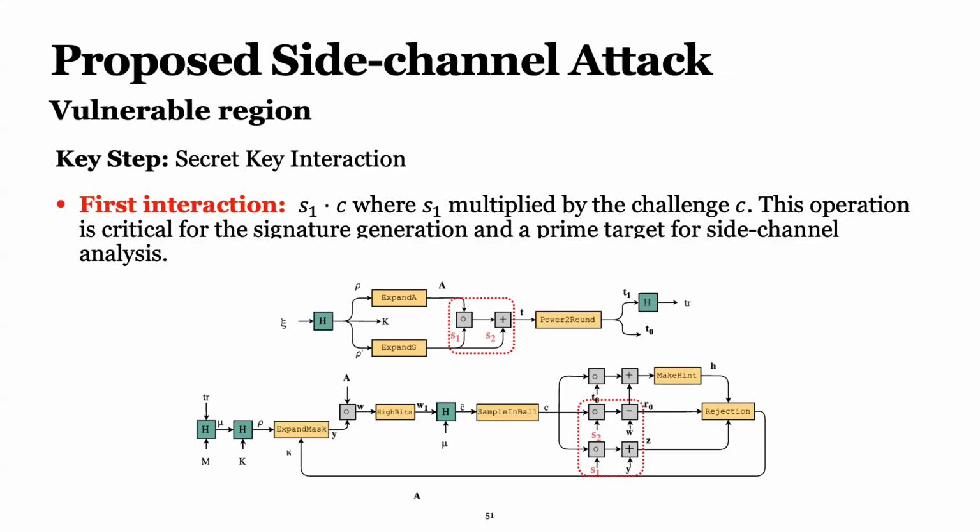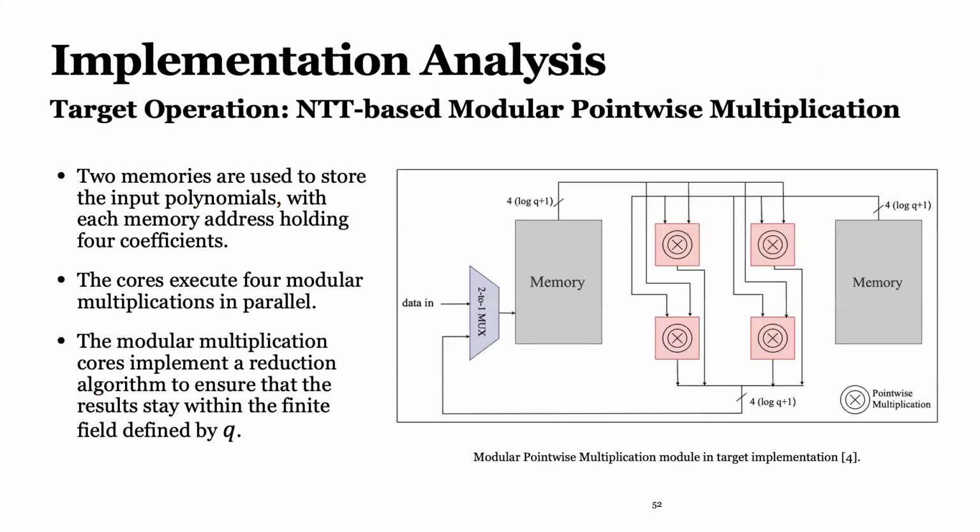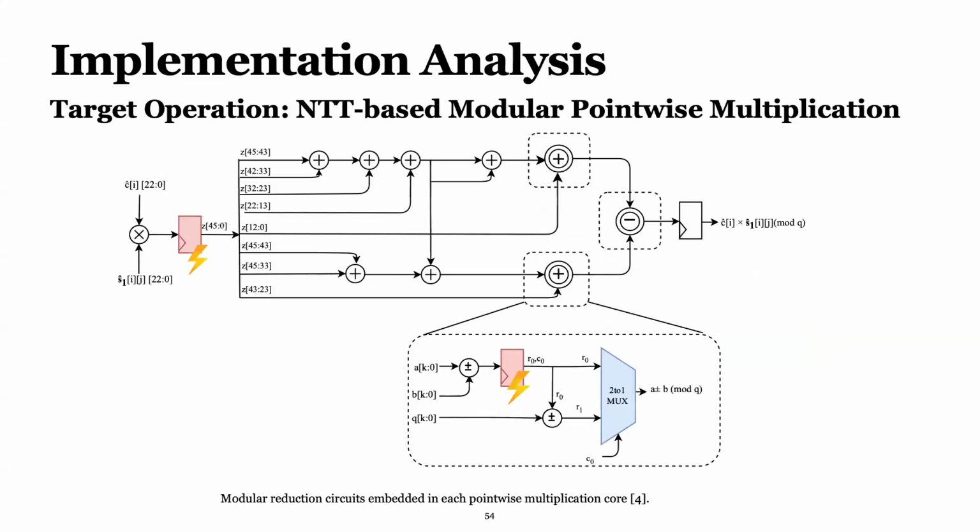In our first presentation about attacks, we attacked this C and S1 multiplication. In their implementation, they have two memories holding two different polynomials. One of them holds C, the other holds S1, and they are fed one by one into the butterfly operation in the NTT, and this multiplication happens. When we zoom out to this multiplication, there's also a reduction algorithm being used, because we don't want to deal with numbers that are too high.